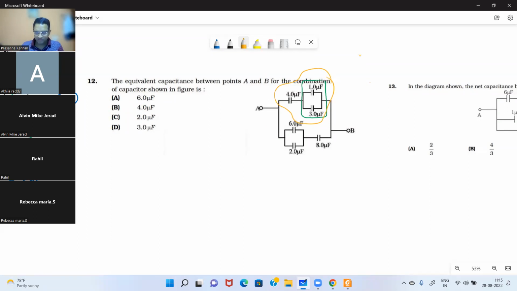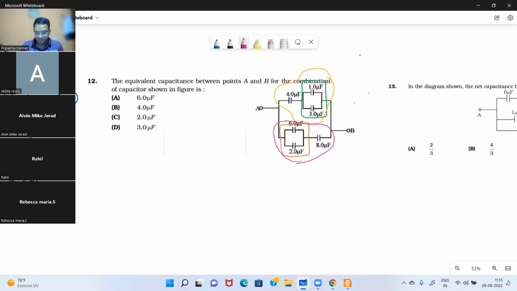Okay. Similarly, can you now tell me what is going to be the capacitance here? These two are in parallel. And what is the effective capacitance? 8. 8 microfarad. And that 8 microfarad and this 8 microfarad are in series. 8 and 8 in series will give you 4.